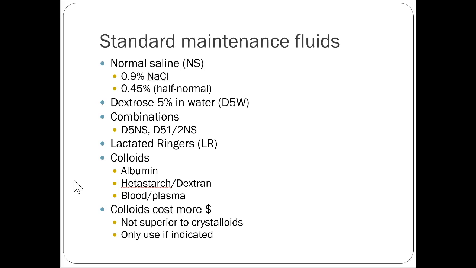Colloids are much more expensive. Any human blood product purification is going to be pricey. Albumin is very expensive, but it does have a role. So we aren't going to use it as a standard maintenance fluid ever, but it certainly has its place in therapy.